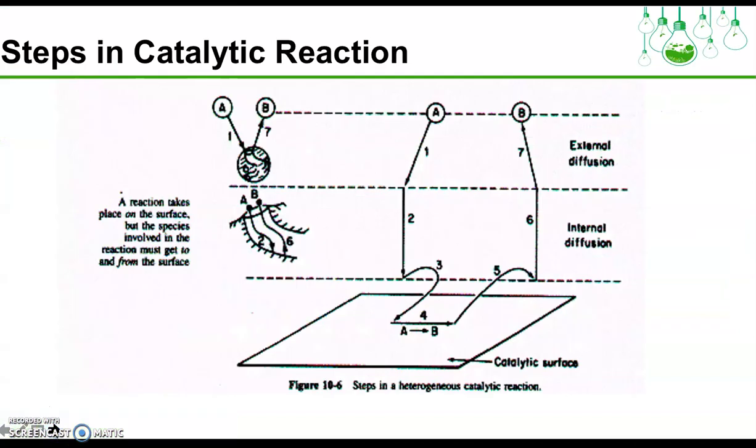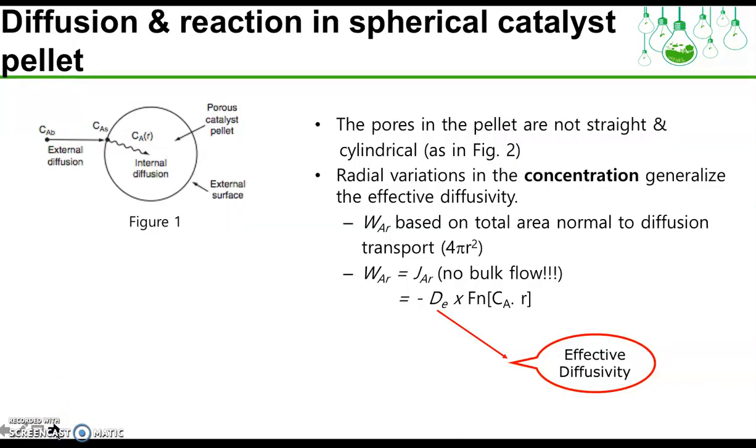These are the 7 steps in your heterogeneous catalytic reaction. In this chapter 3, we are focusing on step 2 and step 6, which, as you see in the figure, is internal diffusion. Diffusion and reaction in a spherical catalyst pellet: if you refer to figure 1, this chapter is discussing the internal diffusion, which is in the sphere.